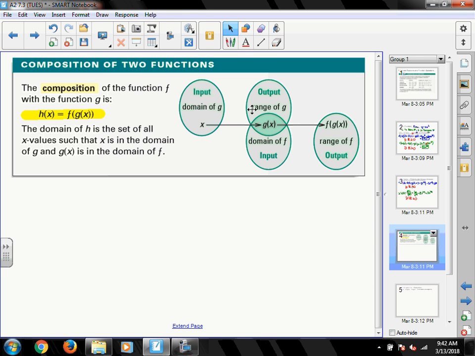For the domain, all x values, the x is in the domain of g, and g of x is in the domain of f. So basically what that's saying is you're just going to keep narrowing down your possibilities.